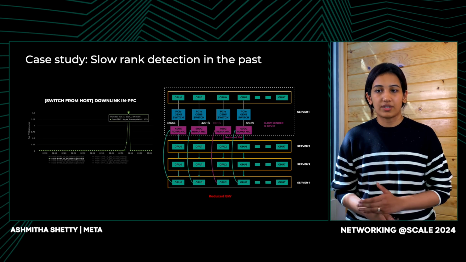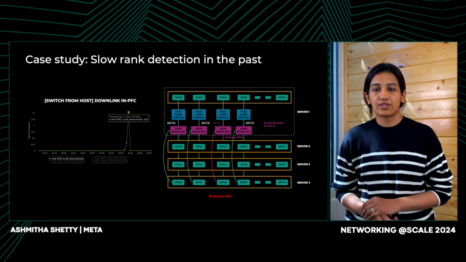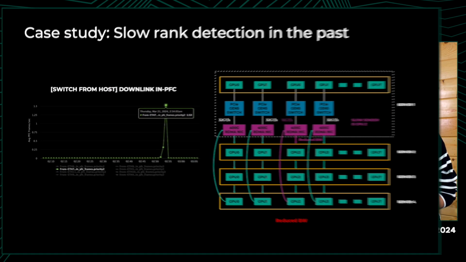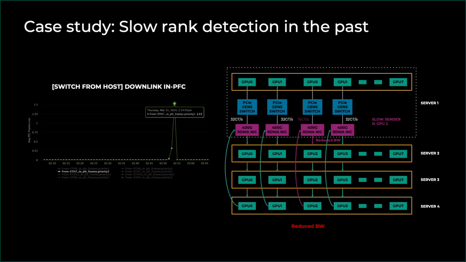So now that we have talked about our design, let's look at some of the applications of the workflow we built. Before we do that, what is slow rank? And how did we identify this slow rank problem before?